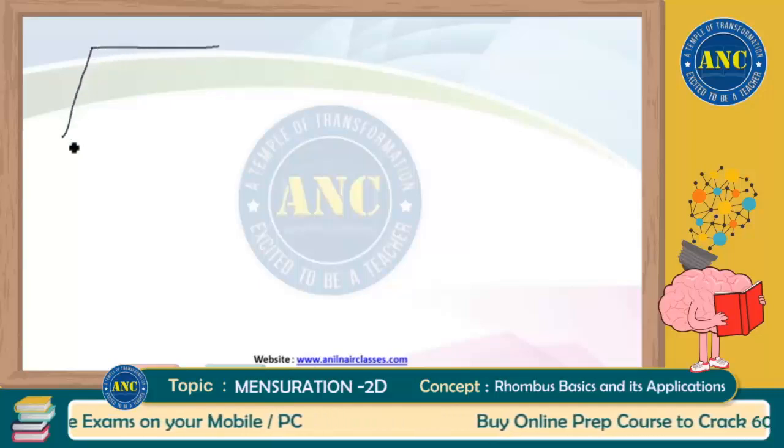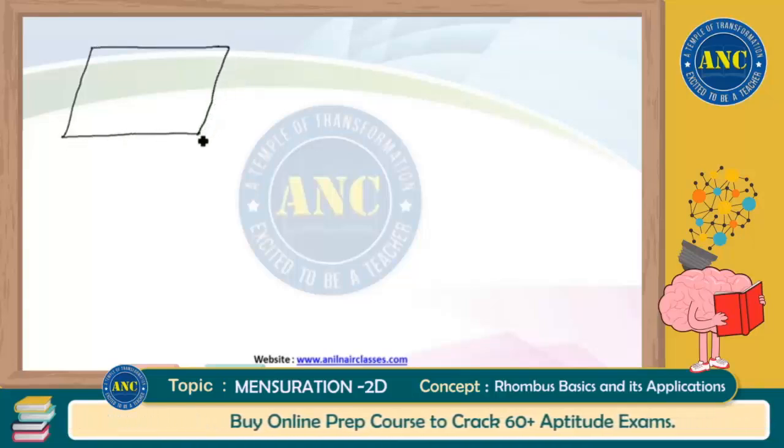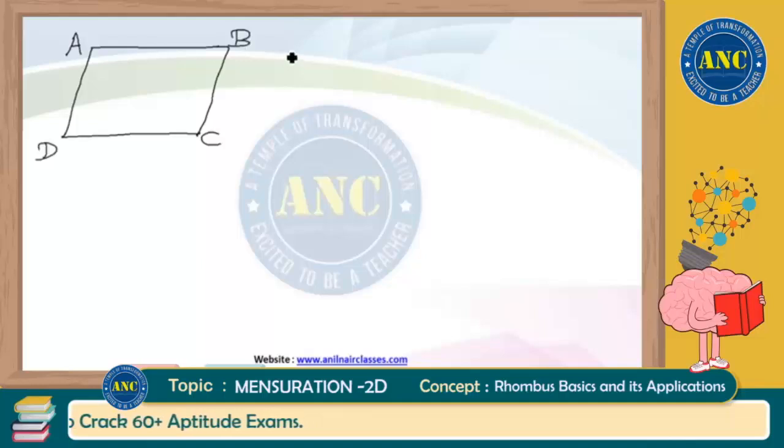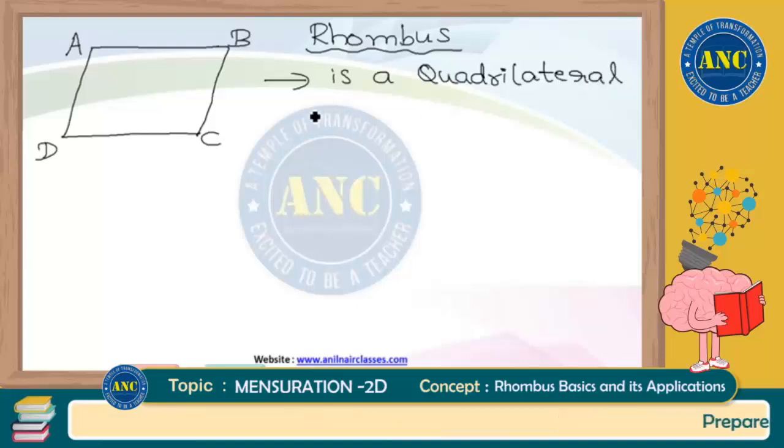Now see here, sir. First of all, let me write a rhombus and let us draw some conclusions out of this rhombus, whatever I am writing here. The first point is extremely important. What we are discussing here is a rhombus. A rhombus is a quadrilateral. What is the meaning of quadrilateral? Quadrilateral means there are four sides in this geometrical figure.